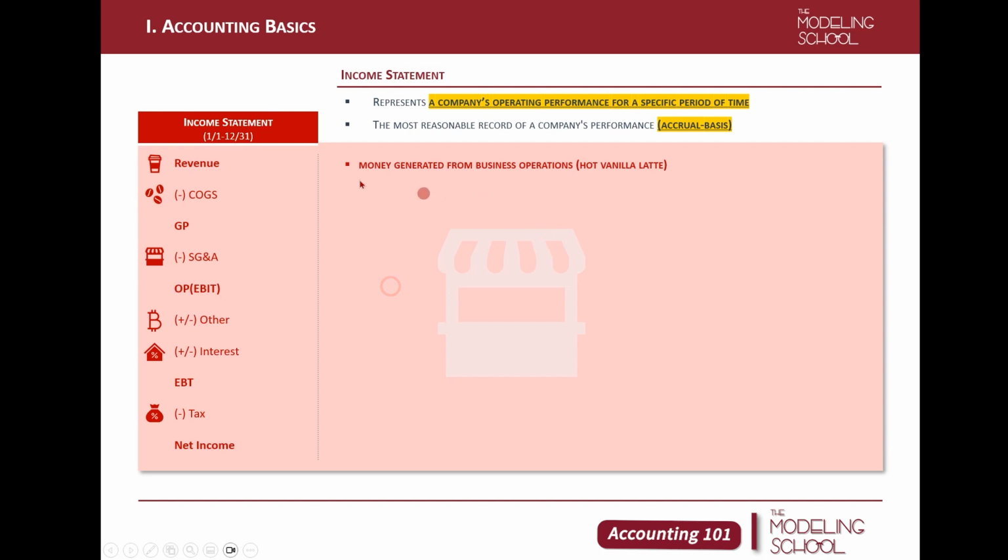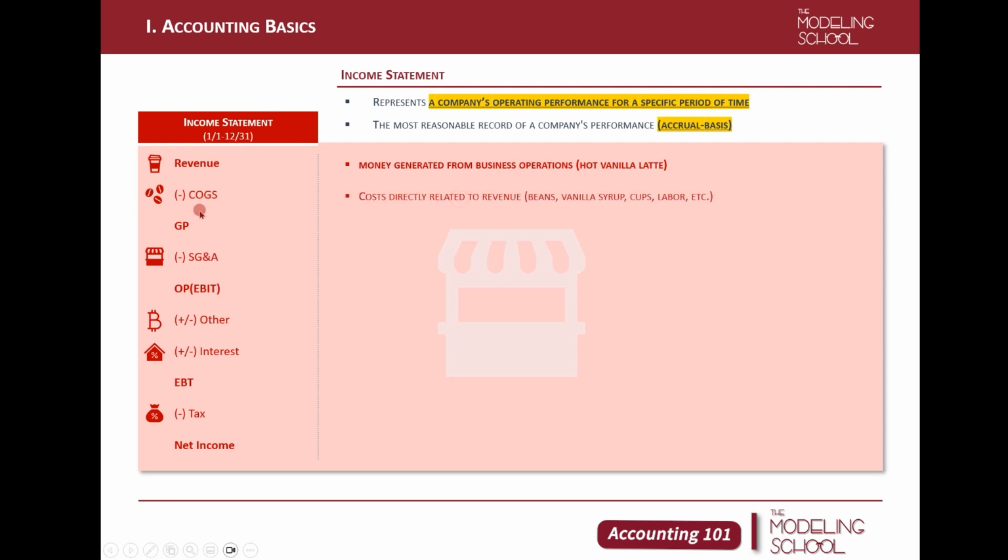But anyways, let's go over, line by line, the definitions and the meanings of the accounts. First of all, revenue is money generated from business operations. I believe most of you would understand what revenue is. So let's say we're running a cafe business. You've sold a hot vanilla latte worth $5. That's going to be recorded as revenue. So, money generated from business operations.